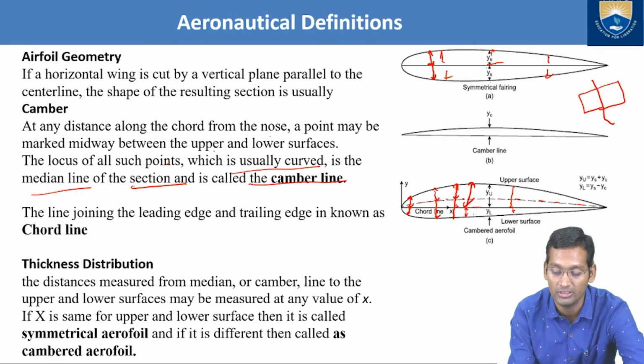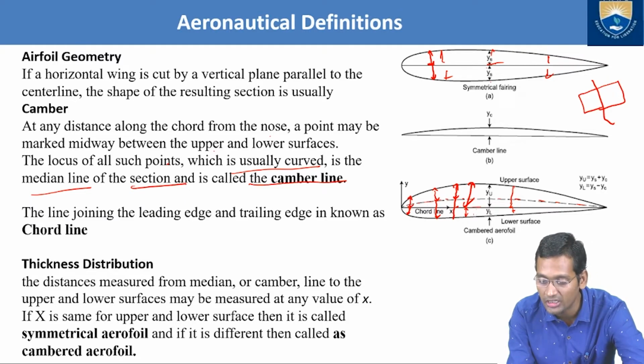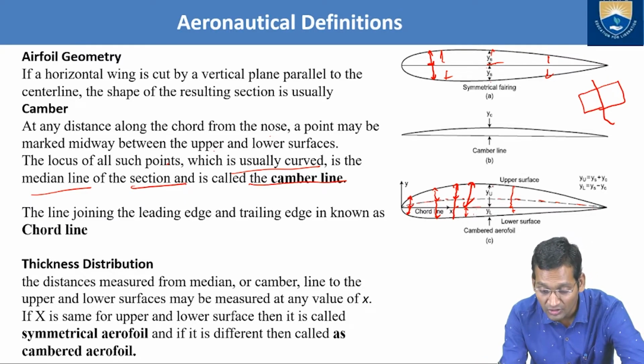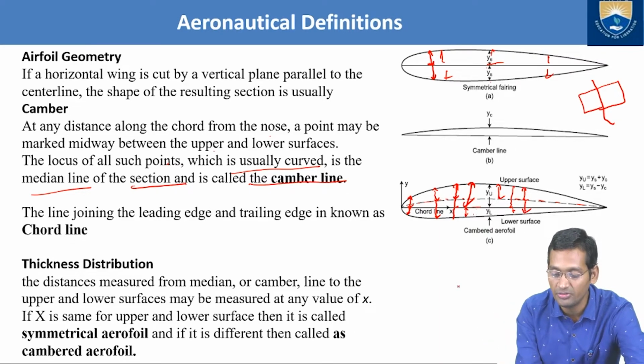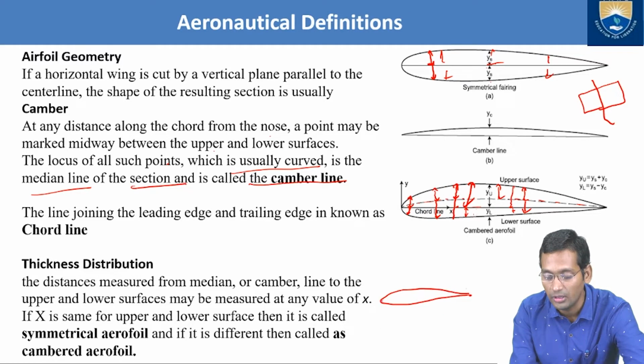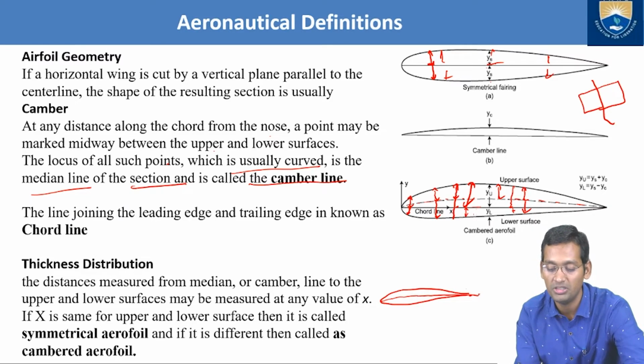Chord line I will tell you later. First see, this dotted line is the camber line. So from the camber line, the distance should be the mean of that. Whatever the shape is, suppose this shape is there, take the median of that. That should be the median line.